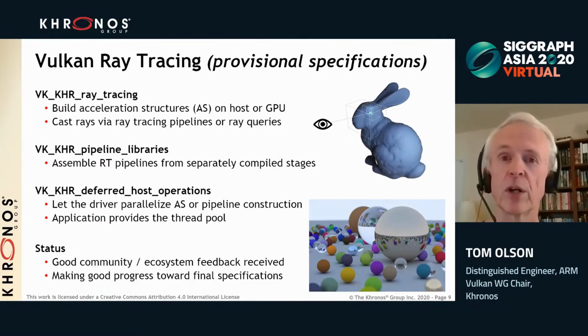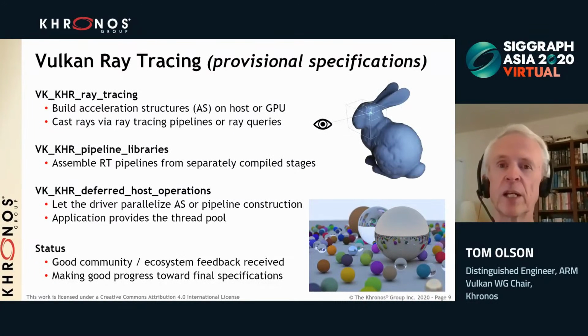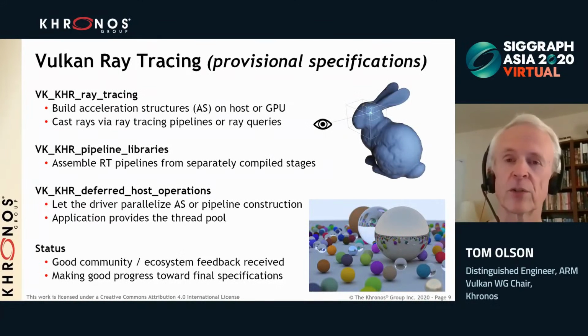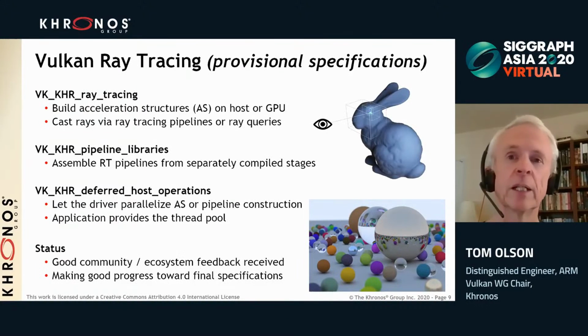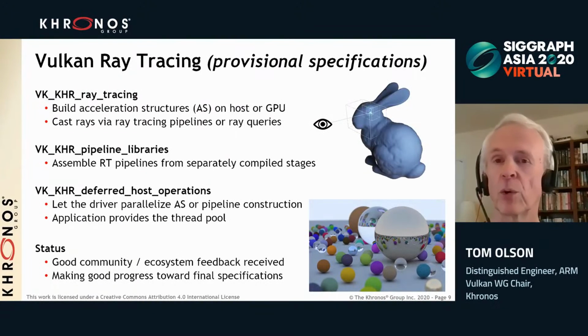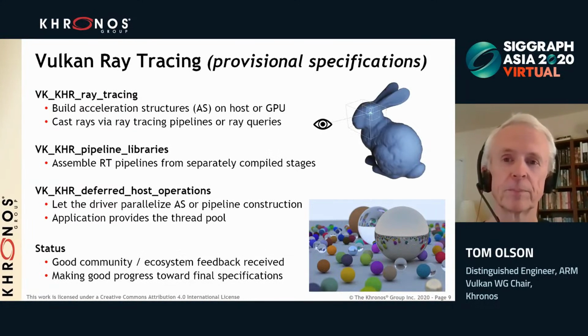If you have to compile them all together at once, you end up with a very large number of combinations. The pipeline libraries let you compile the different stages separately and do a lightweight link at the end. There is also the deferred host operations extension that allows the driver to parallelize heavyweight host operations, such as constructing acceleration structures, by breaking them into chunks and dispatching them to an application provided thread pool. The status is we've gotten good feedback on the provisional extensions, helpful, useful. We've incorporated it, and we're working toward final specifications. We're making good progress. I cannot give you a date, but we're very satisfied with our progress.